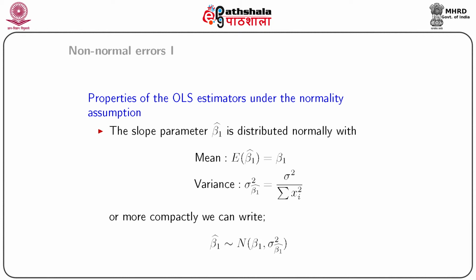The slope parameter, which is beta 1, also being a linear combination of the error term, is distributed normally. For this normal distribution, the mean is the expected value of beta 1 hat equals beta 1, and the variance of beta 1 hat equals sigma square divided by summation xi square. Or more compactly, we can write that beta 1 hat follows a normal distribution with mean beta 1 and variance sigma square subscript beta 1 hat.